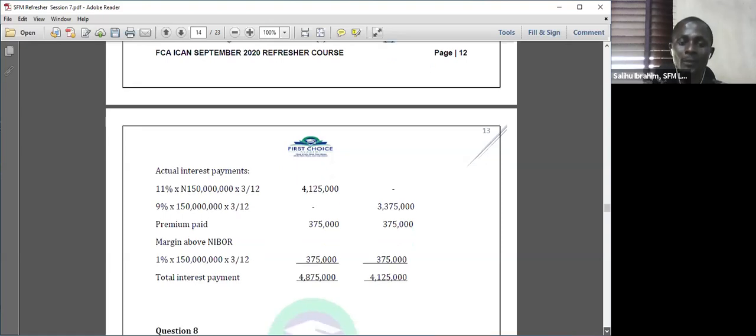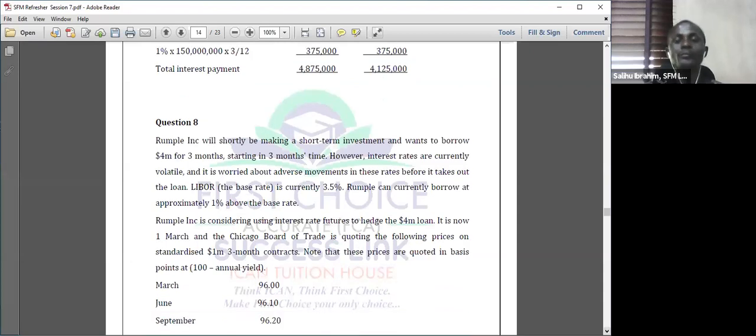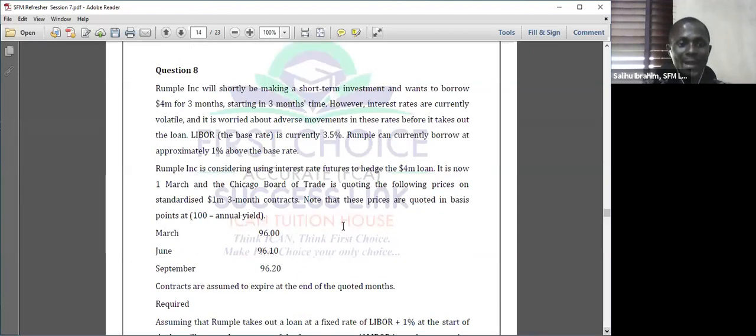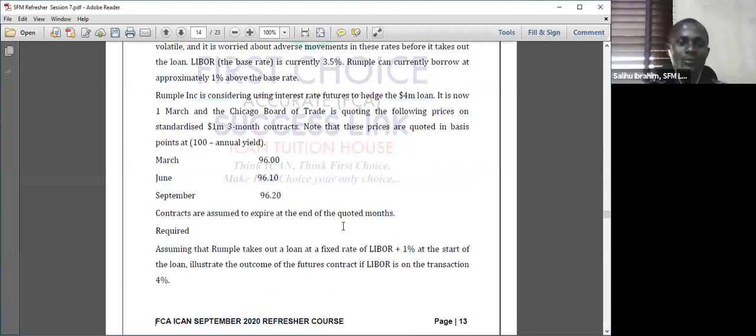So, question 8. Let's go straight to question 8. Now we are required to what? Assuming that Rumpel takes out a loan at a fixed rate of NIBOR plus 1% at the start of the loan, illustrate the outcome of the futures contract if LIBOR is 4% on the transaction date.